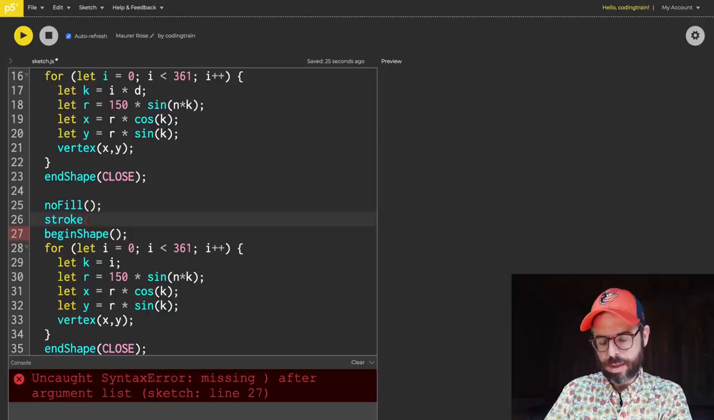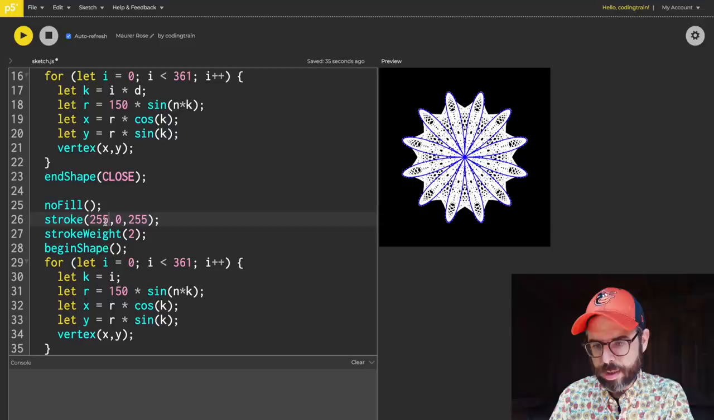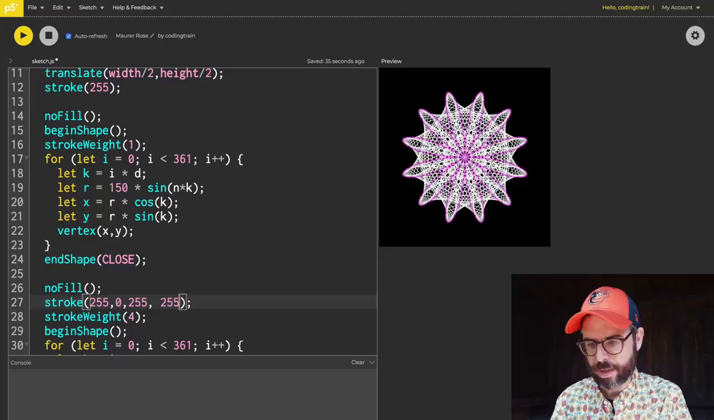Yeah, and stroke weight 2. Make it a little brighter with some alpha maybe. And make the stroke weight 4. And then this should just have a stroke weight of 1. All right, so now we're kind of seeing, and I guess I don't want the alpha there. We can see the original.